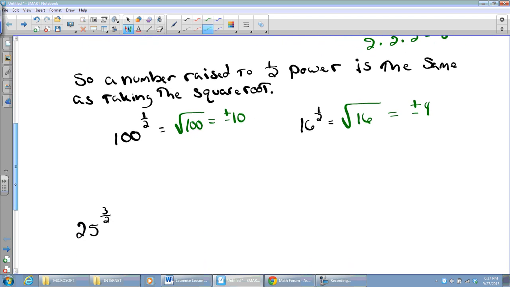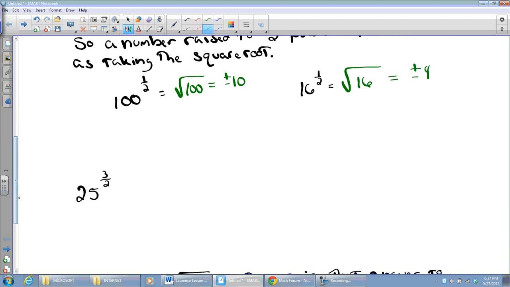All right. How do you suppose we deal with 25 to the 3/2 power? Well, it's really pretty easy. I could think about this as 25 to the 1/2 power being raised to the 3rd power. I'm taking the idea that if you do a power to a power, you multiply the exponents, and I'm actually moving backwards. I'm breaking them down into two things.